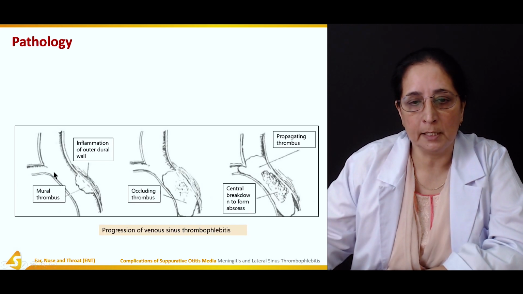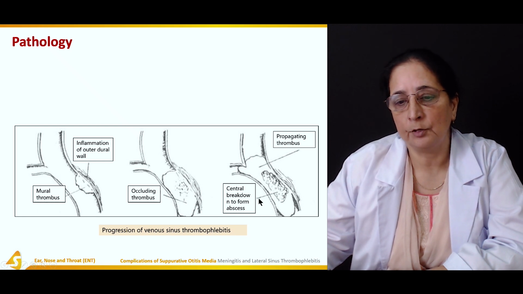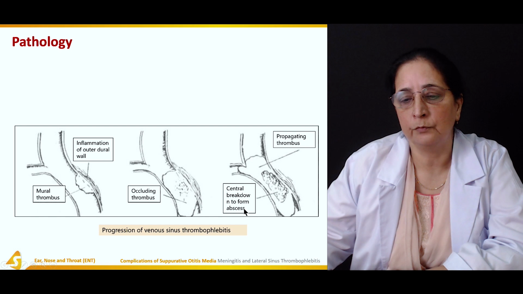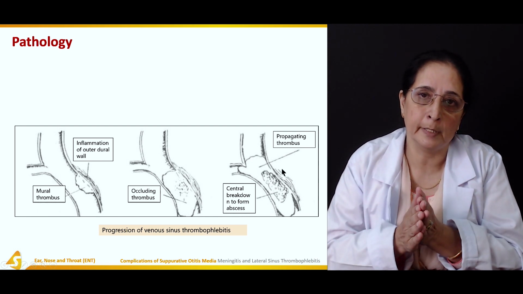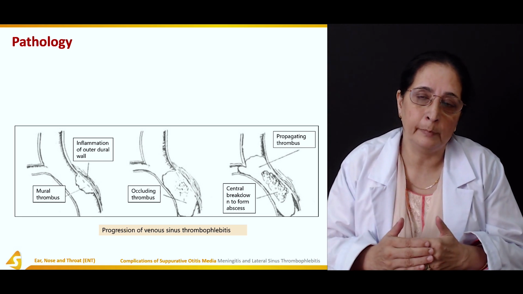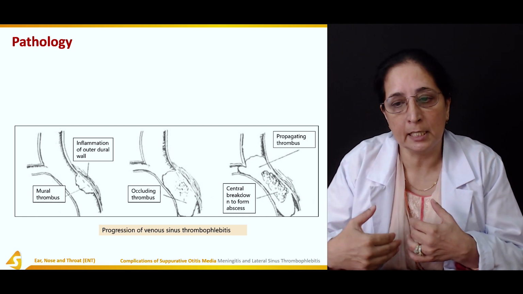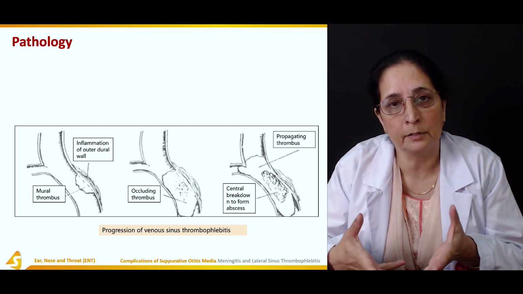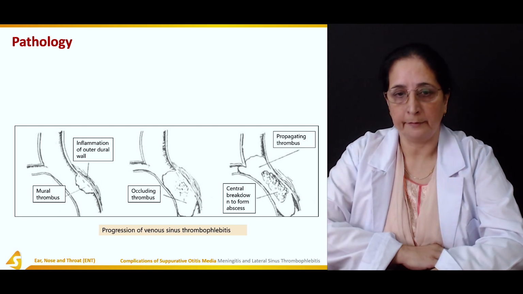Pathology, here you can see mural first, then occluding, and then central and breakdown to form abscess, propagating. So first a small mural thrombus, then it becomes a little bigger, causes occluding of the blood vessels, and then it becomes propagating, it starts moving, there is formation of a central abscess that can cause infection.